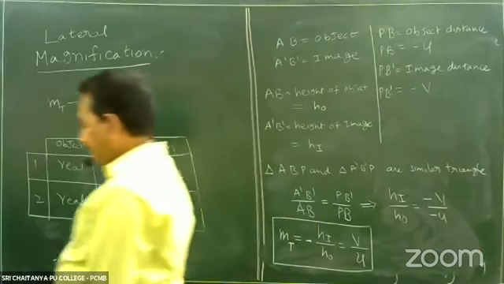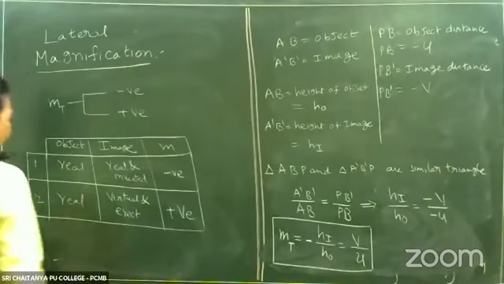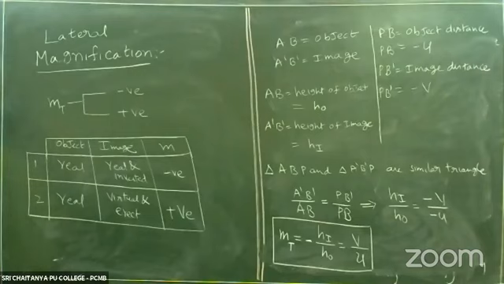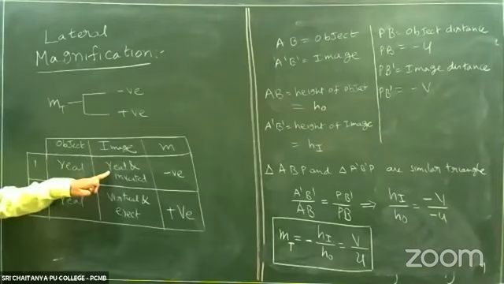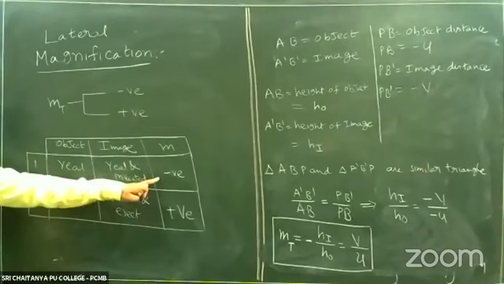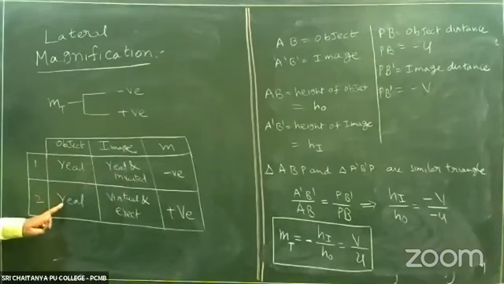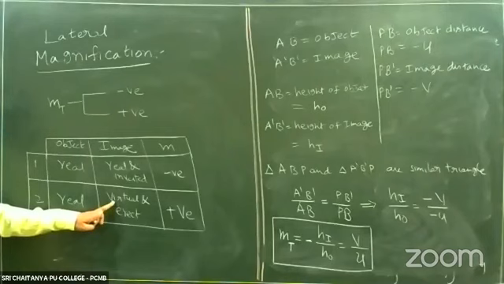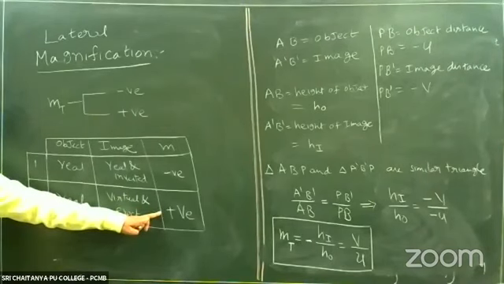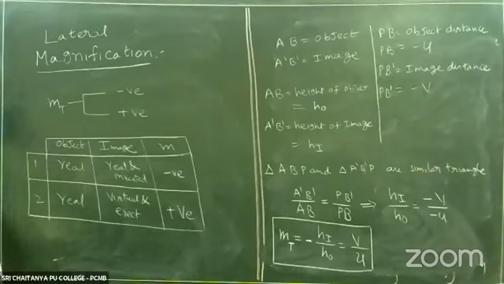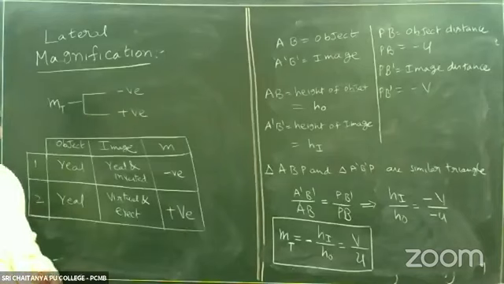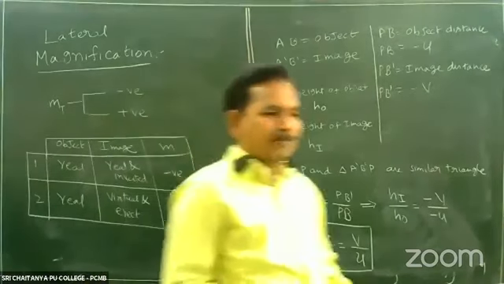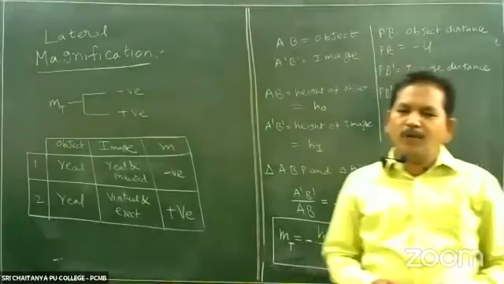Important table. For real objects, in the case of a concave mirror, if the object is real, the image is also real and inverted, and the magnification is negative. If the object is real and the image is virtual, then the magnification is positive. If you remember the image formation table properly, at 5 positions we are going to get the real image. At only 1 position, we are going to get a virtual image.